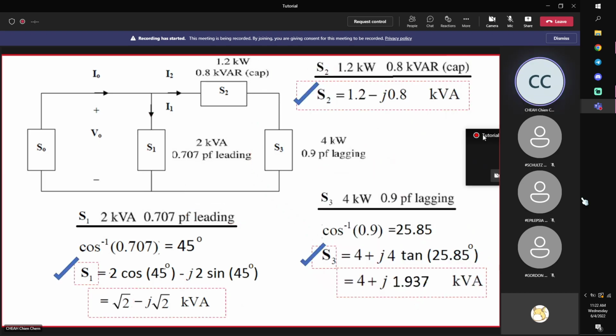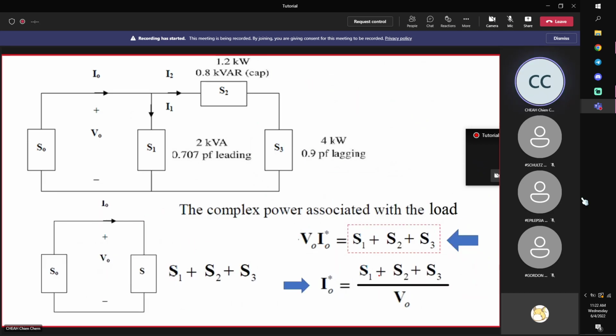Okay, to summarize, given two pieces of information from the power triangles, we managed to figure out the P and Q respectively for each load. This is called the complex power. Now, the total complex power is the summation of them. Regardless of series or parallel, just add them up, and it will give you a total complex power.